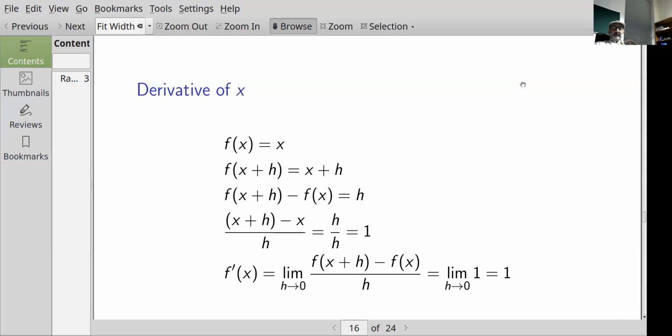Now we calculate the difference quotient. Sorry, that should have been f of x plus h minus f of x over h. That will be h over h, which is 1. And now if we take the limit of the difference quotient as h goes to 0, that's the limit as h goes to 0 of 1, which is equal to 1.